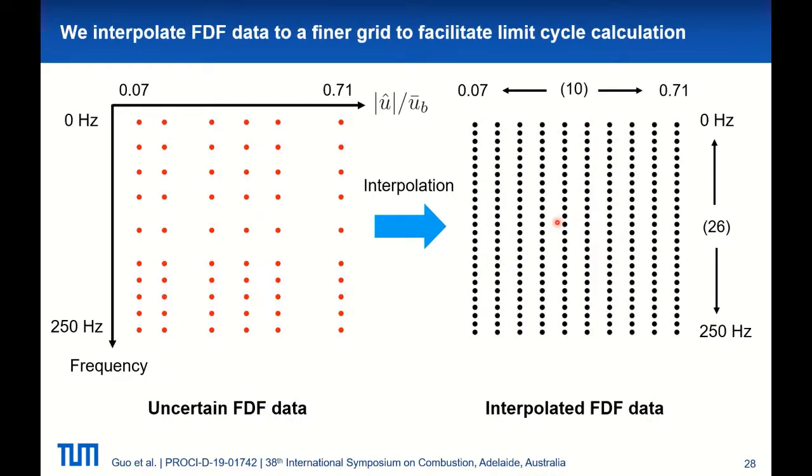To facilitate limit cycle prediction, we need to interpolate those data to a finer grid, which in our current study we use 10 levels of amplitude and 26 levels of frequency. Since those data are uncertain, when we do the interpolation, all those 260 data points for gain and another 260 points for phase, they are all uncertain. Now our goal is to propagate those uncertain FDF datasets to the limit cycle calculations.